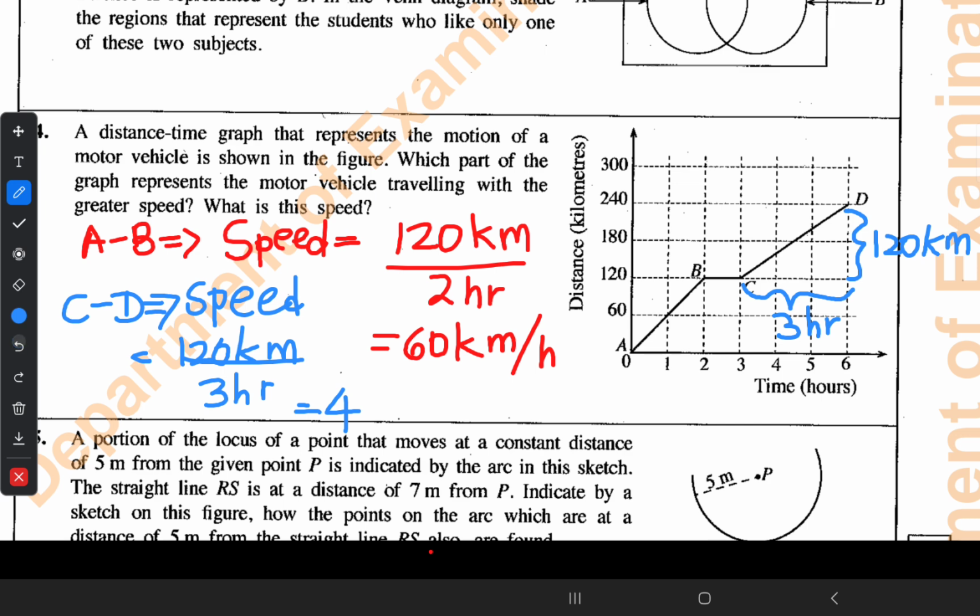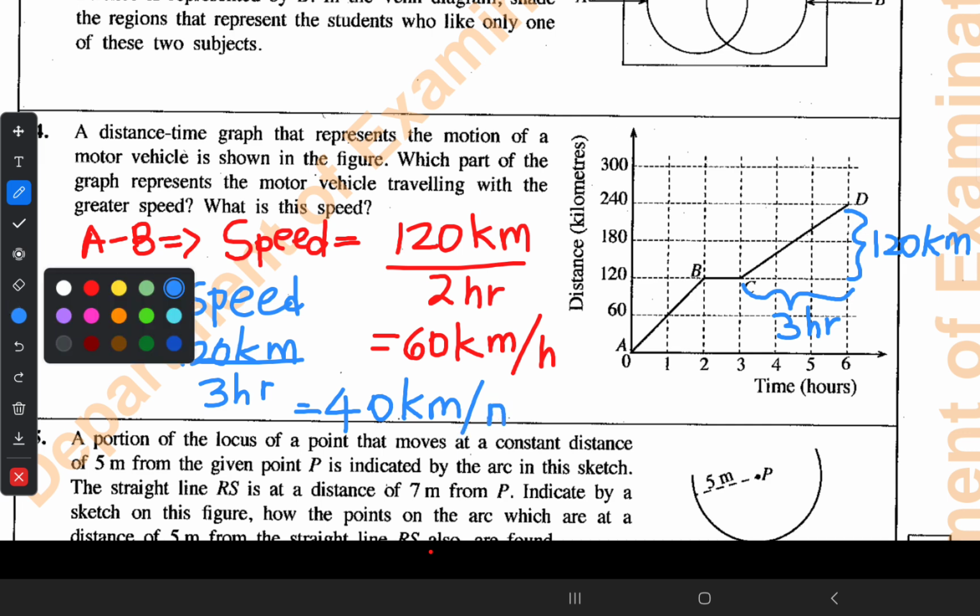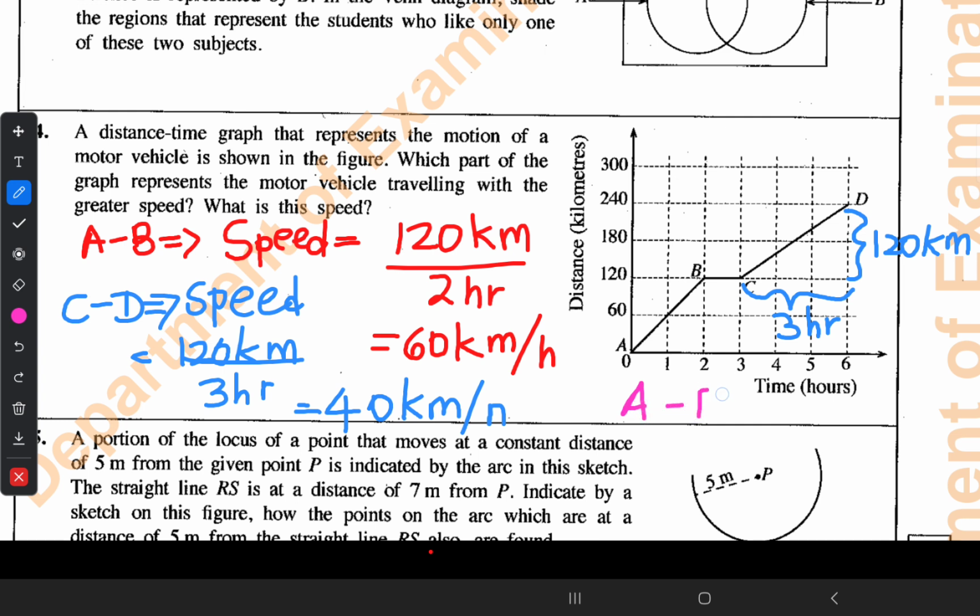40 kilometers per hour. What is our question in this case? Which part of the graph represents the motor vehicle traveling with the greatest speed? To find your answer, you should indicate it as the AB region. Amongst these two speeds, this is the higher one. We compare them to find that AB has the higher speed, which is 60 kilometers per hour.